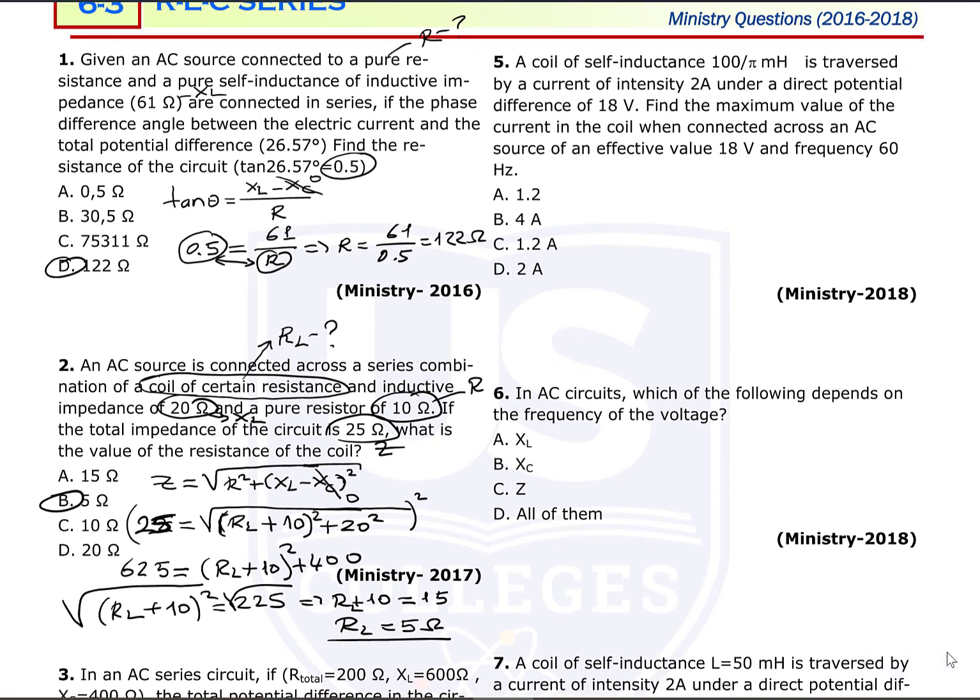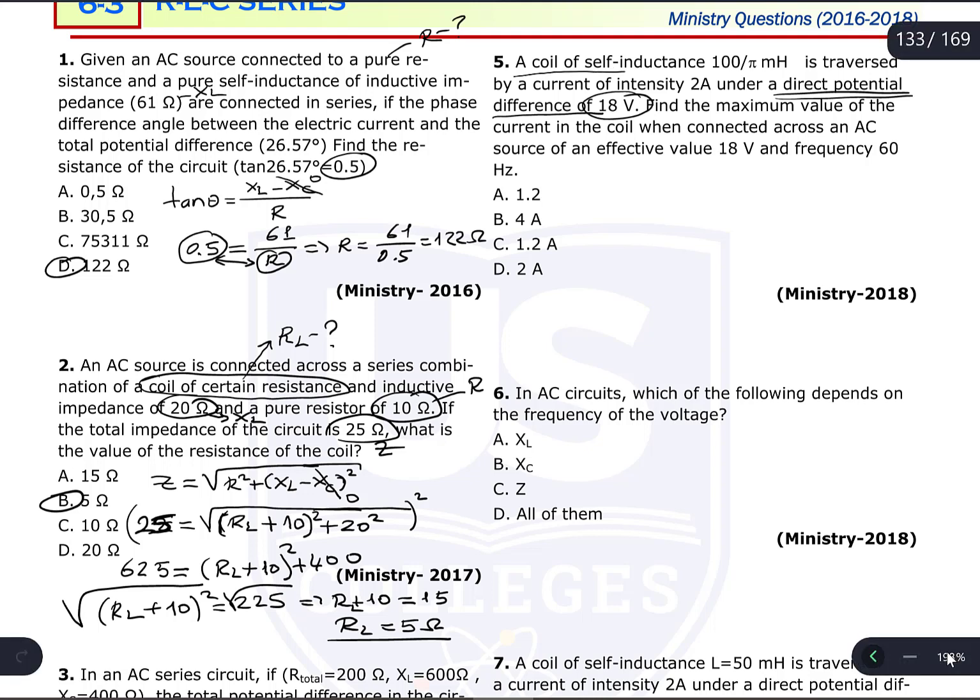A coil of self-inductance 100 over pi millihenry is traversed by a current of intensity 2 ampere under a direct potential difference of 18 volt. So if a coil is connected to a direct potential difference, inductance XL does not exist. XL only exists in AC, not in DC.